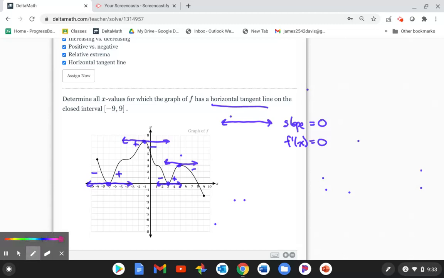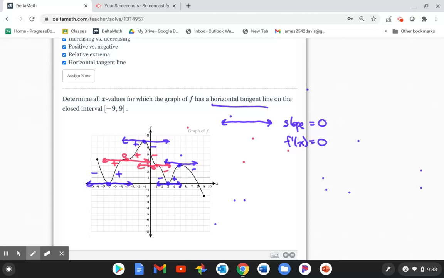Now, in addition, there are some places, and they like to throw these in here, both on Delta Math and on the AP test. There are some places like this one here. See how it's increasing? And then it just sort of levels off, and it is 0, and then it starts increasing again. So there's no min or max there, but there is a horizontal tangent line there because the slope at that point is 0. So you really got to look for these little places, and they like to sneak them in there where it sort of just levels off. So here it's decreasing, it switches to 0, and then it decreases some more. There is a horizontal tangent line right there. So there are 2 additional spots.